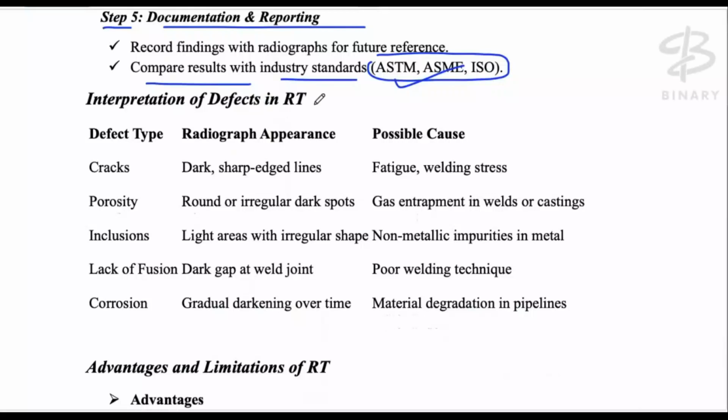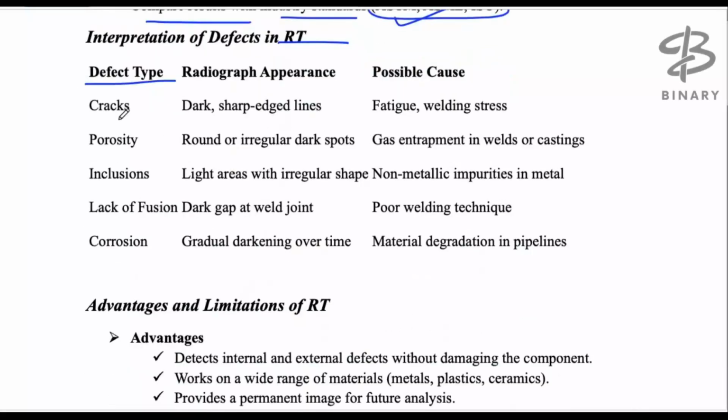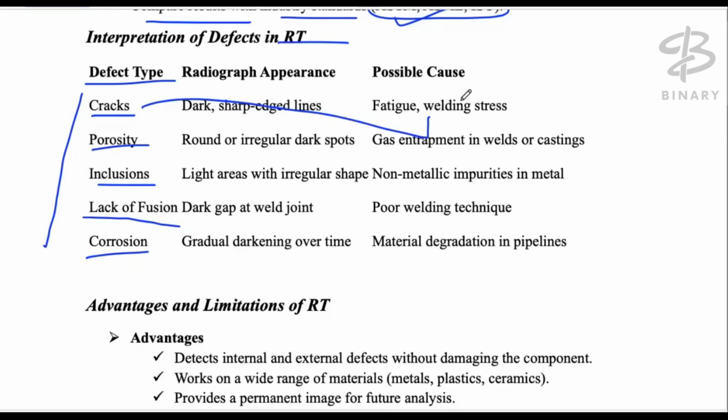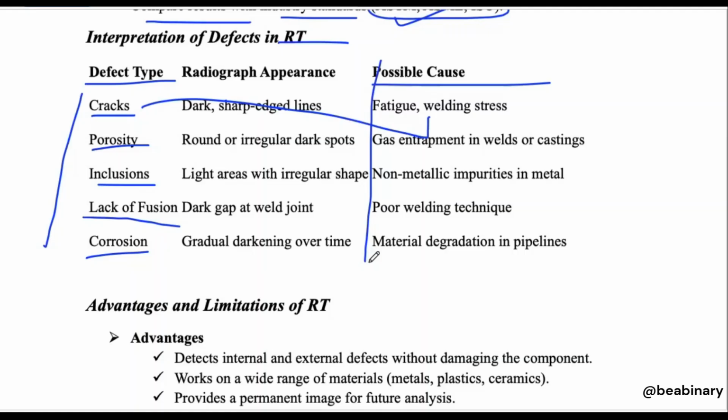Okay, so interpretation of the defect in RTs. Here are the types of defects: cracks, porosities, inclusions, lack of fusion, and corrosion. These are just the defects, and whatever is written in the possible cause, these are the reasons. They have nothing to do with the radiography appearance. It's just a definition kind of thing, so you can understand about it.